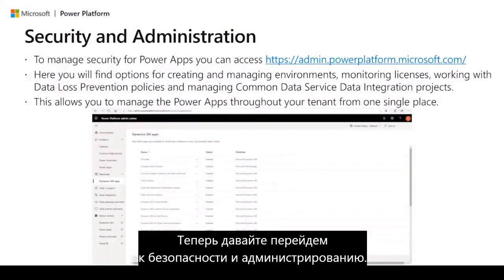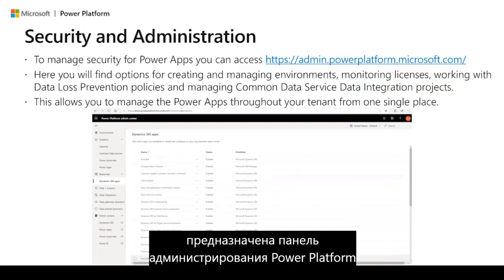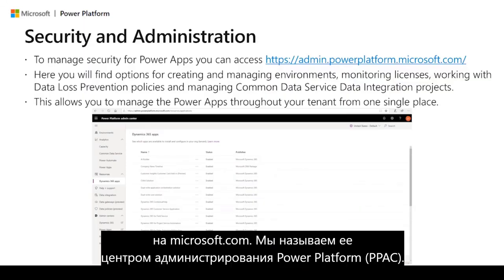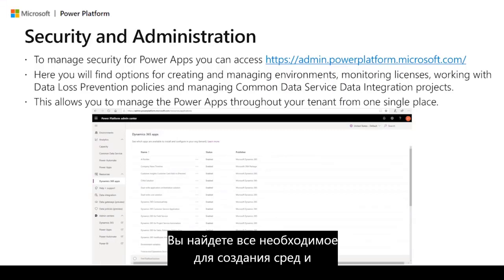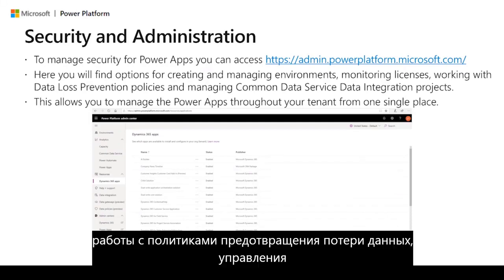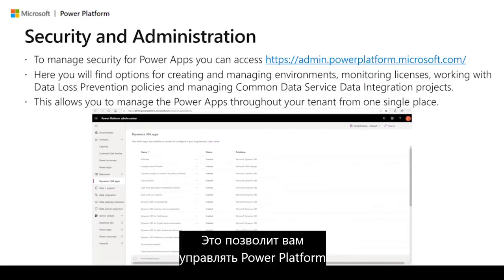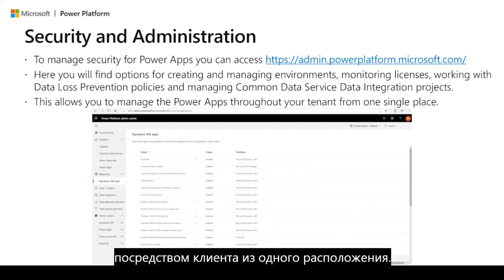So now let's switch gears to security and administration. To manage security for Power Apps and the whole Power Platform, you can access it through the Power Platform admin center at admin.powerplatform.microsoft.com. We call this PPAC, Power Platform Admin Center. And you'll find all the options for creating and managing your environments, monitoring your licenses, working with data loss prevention policies, and managing your Common Data Service data integration projects. This will allow you to manage the Power Platform through your tenant from one single place.